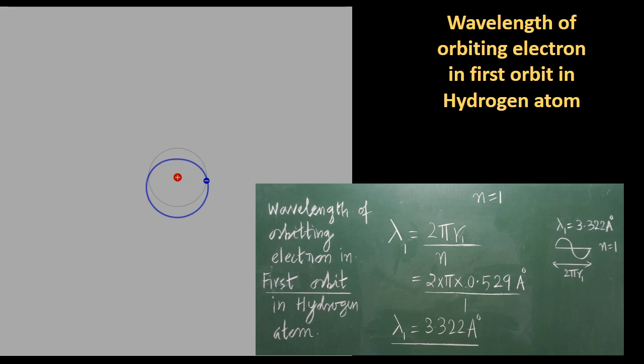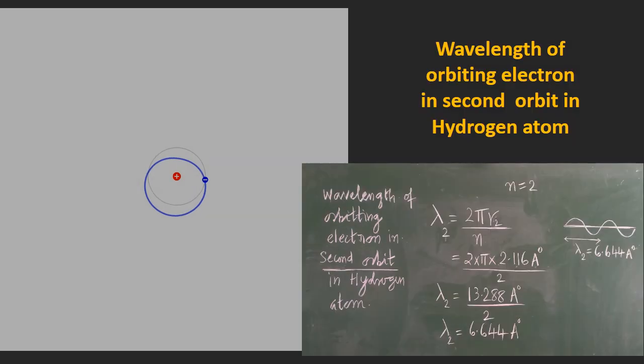Nearby, the wavelength of the electron which is moving in the first orbit is also calculated. Okay. Now I am going to switch over to the next orbit. The orbiting electron is to be moved from the first orbit to the second orbit. Look here. I am slowly moving the electron from the first orbit to the second orbit.